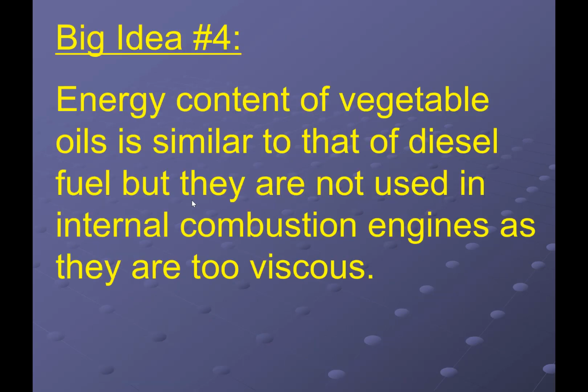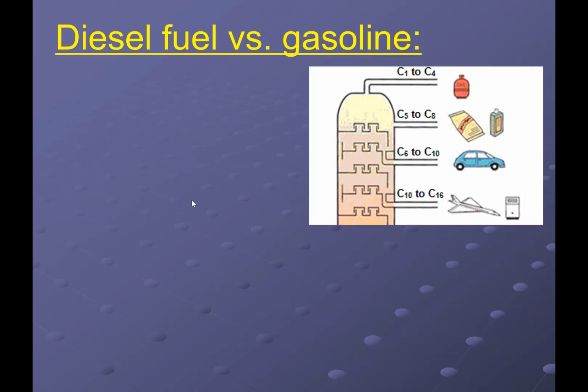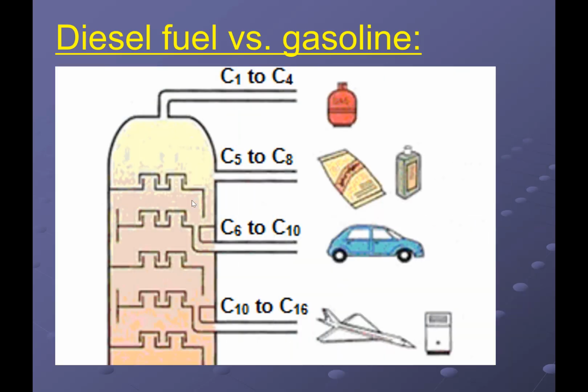From a chemical standpoint here, the energy content in these vegetable oils, in these biofuels and diesel fuels, is very similar for combustion engines. However, one chemical problem is that they are too viscous. So looking back at our fractionating column, we had separated them based on boiling point. As we zoom in here, gasolines typically use slightly shorter chain carbons. Diesel fuels, similar to our vegetable oil biofuels, tend to be a little bit longer.